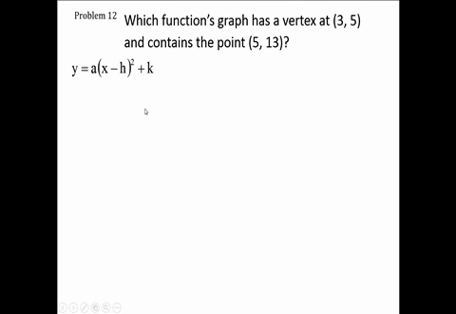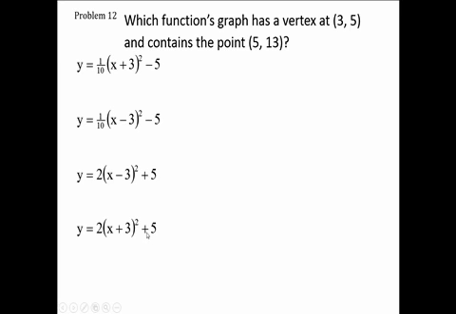And you throw in some other things, like you change the vertex, and then you have a value here for a in front of it. We have four possibilities here, and we want to pick one of these four. Only one of these four will work.